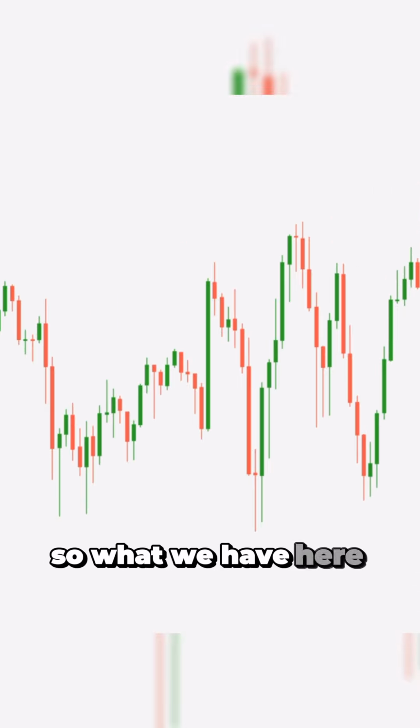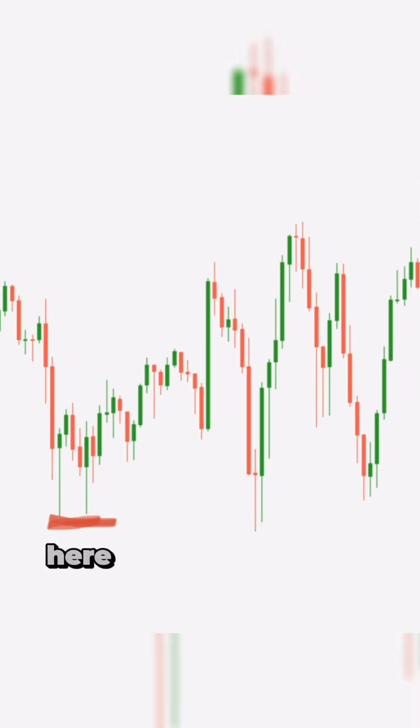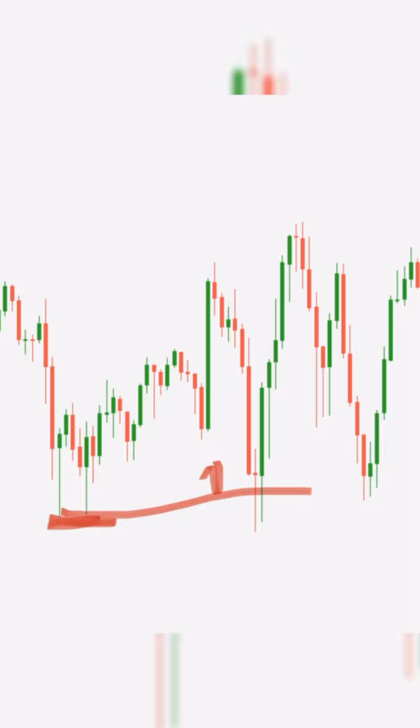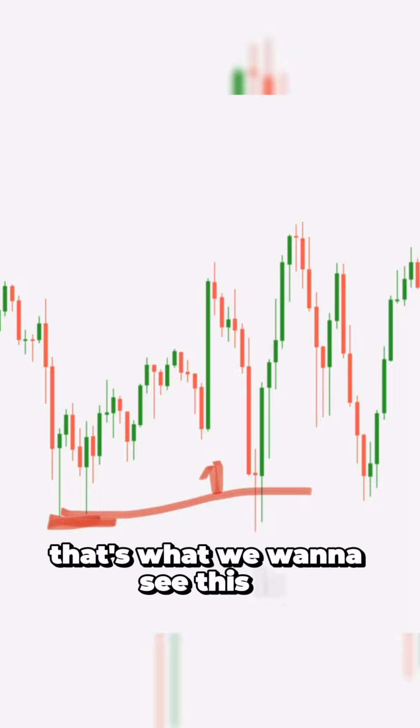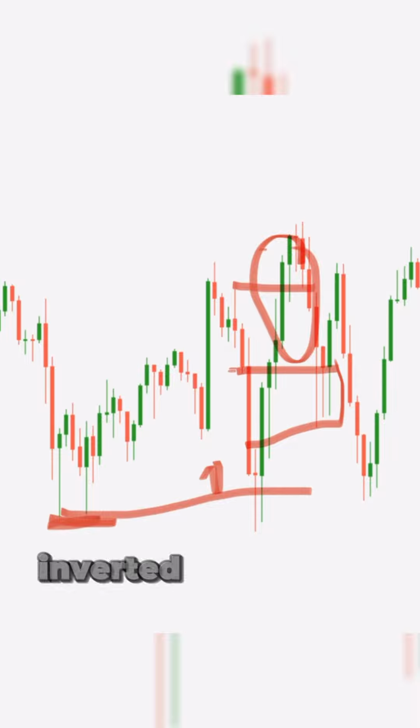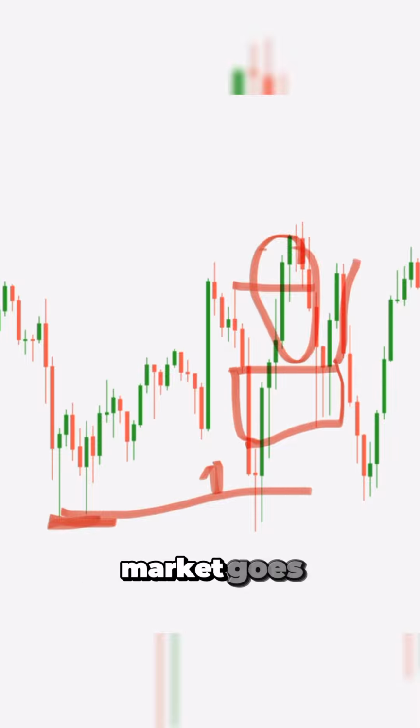So what we have here is London session lows. We've got the 9:30 open, and then we get a liquidity sweep there. So this is great, that's what we want to see. This is liquidity, and then we're going to look for displacement, right? So this is displacement. And so the only place to enter at this point is right here, the inverted fair value gap. The market goes, fails, it just crashes. And your stops are right here.